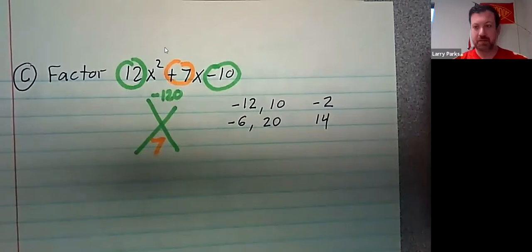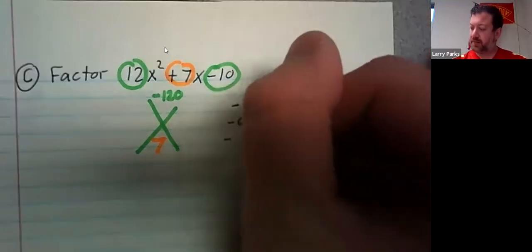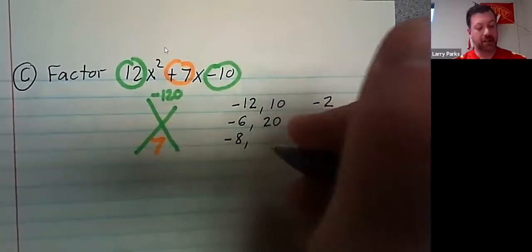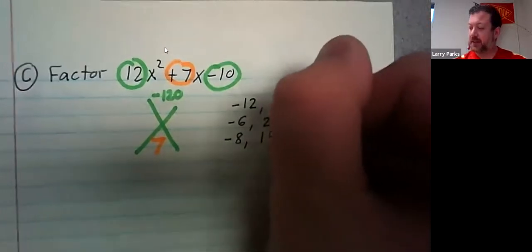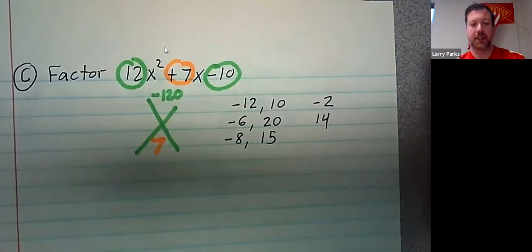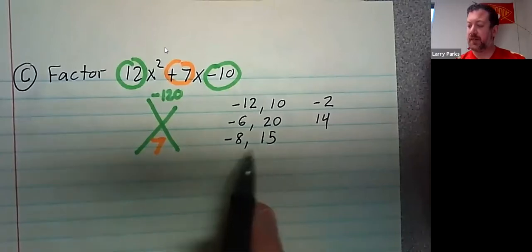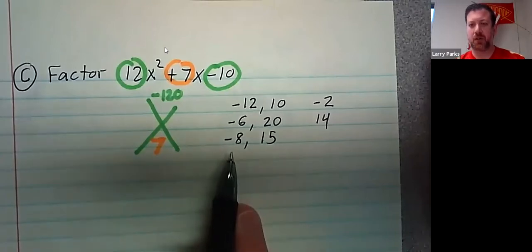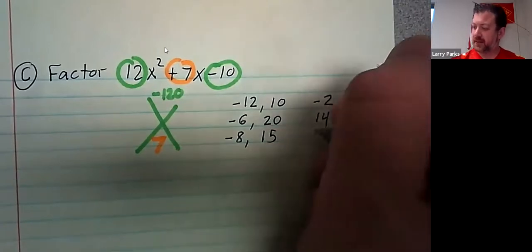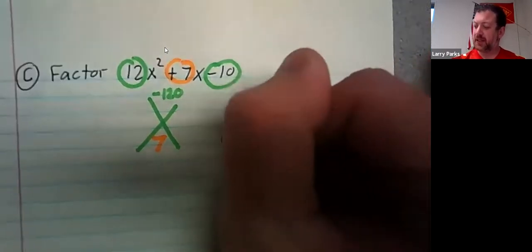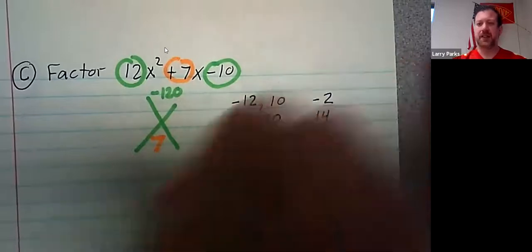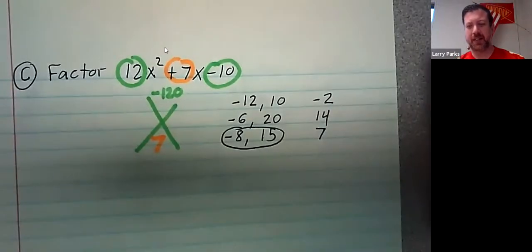What about 8? -8 times 15 is -120, and then 15 plus -8, oh, that's 7. There we go. This one took me a couple more minutes, so you don't have to list out all possibilities. You just need to find the possibility that works. So it's -8 and 15.